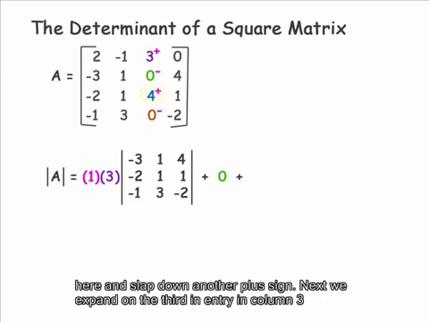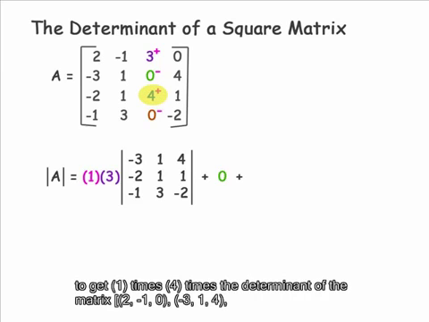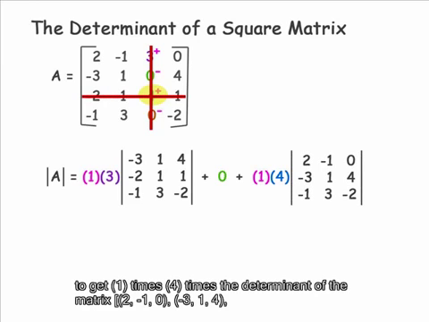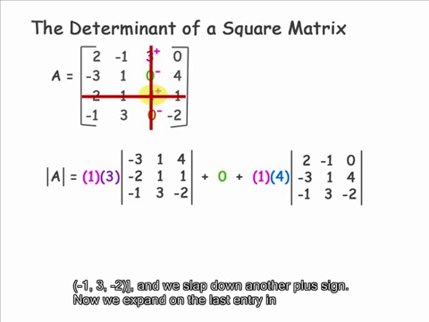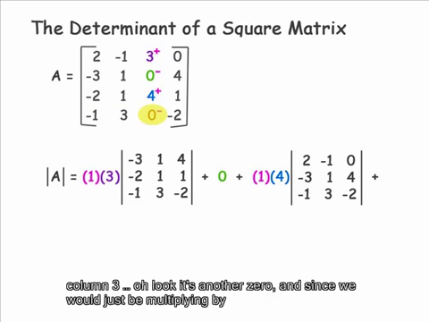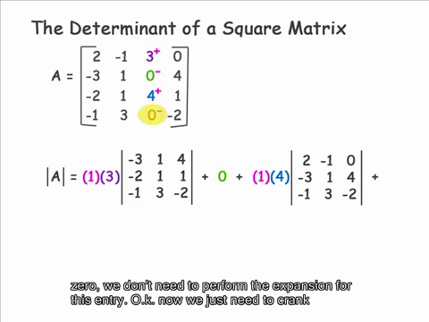Next, we expand on the third entry in column 3 to get 1 times 4 times the determinant of the matrix, row 1: 2, -1, 0; row 2: -3, 1, 4; and row 3: -1, 3, -2. And we slap down another plus sign. Now we expand on the last entry in column 3. Oh look, it's another 0. And since we would just be multiplying by 0, we don't need to perform the expansion for this entry.